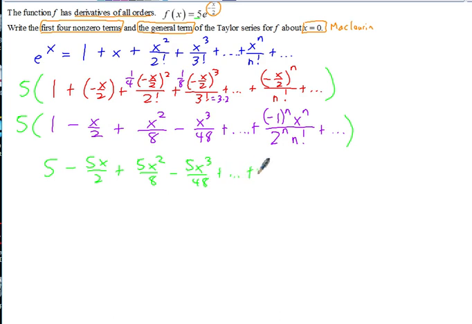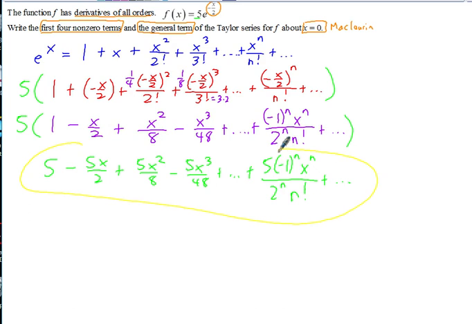Plus, well, it just multiplied these all by 5, so it'll do the same thing with our general term. So it's just going to be 5 times negative 1 to the n, x to the n, over 2 to the n, n factorial. Notice you can't distribute the 5 with the negative 1, negative 5 to the n, because then that would mean you'd be raising 5 to the nth power, so these wouldn't stay 5, it'd be 5, 25, 125, which doesn't happen. So it just has to stay separate like that.